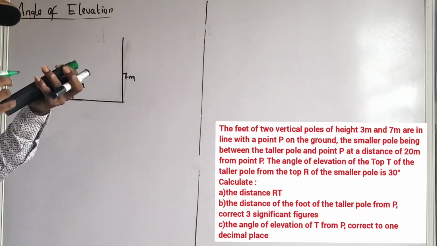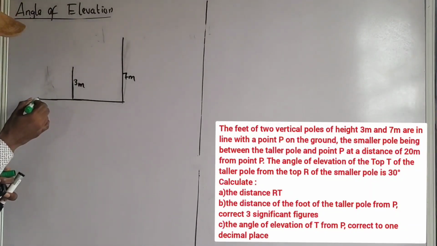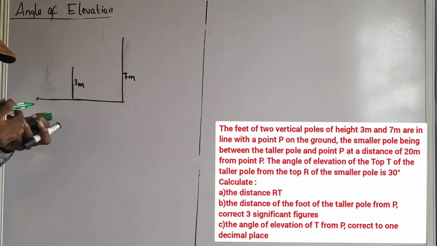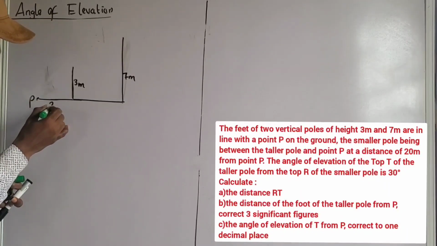The smaller pole is between the taller pole and the point P, at a distance of 20 meters from point P. So the distance between point P and the smaller pole is what? 20 meters. So this is point P, and the distance from this point to this point is 20 meters.